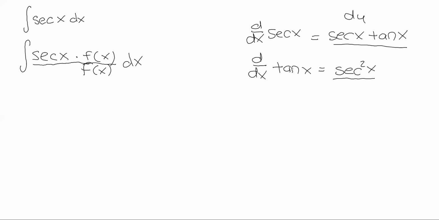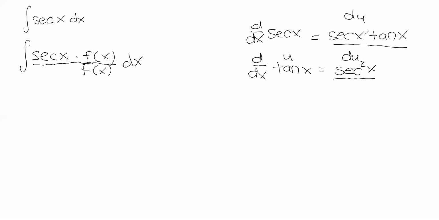But to me, it doesn't really seem like any of those are going to work, because if we were to pick tangent to be our u, this would be du, and we don't really have the tangent function anywhere in this integrand. So this one doesn't exactly work because we don't have tangents in the integrand, and then this one doesn't work because we don't have tangent in the derivative of the function.